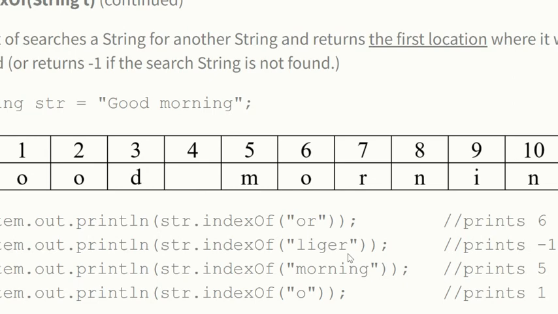And then here's another good example. If I search for the letter o, notice there's 3 o's in this phrase. The good has 2 and morning has another, but it just returns the first index. So indexOf is always only going to return a single number, and it's the first index of where that thing is found, or -1 if it's not there. Questions?